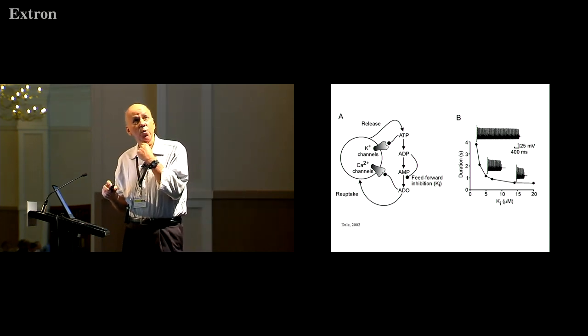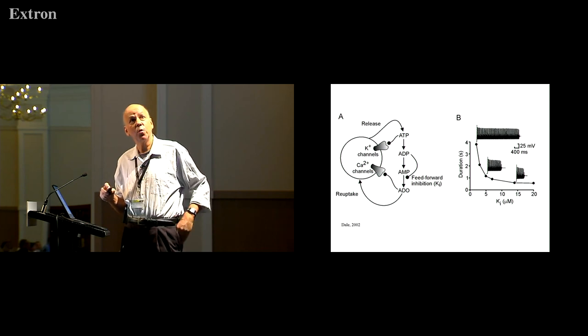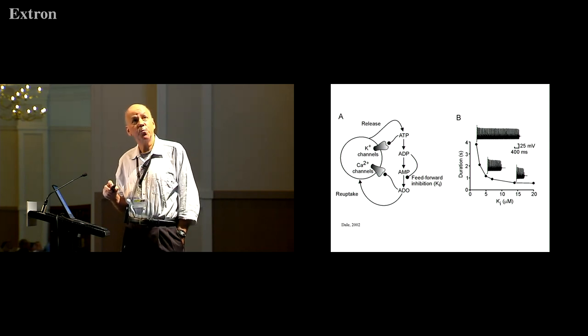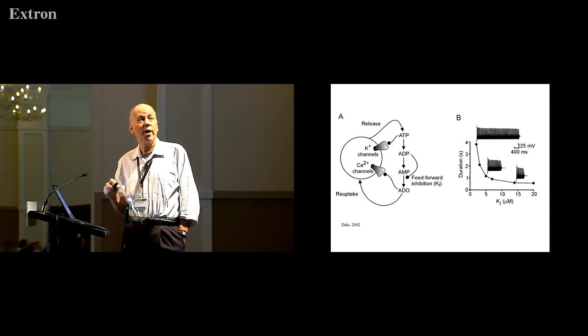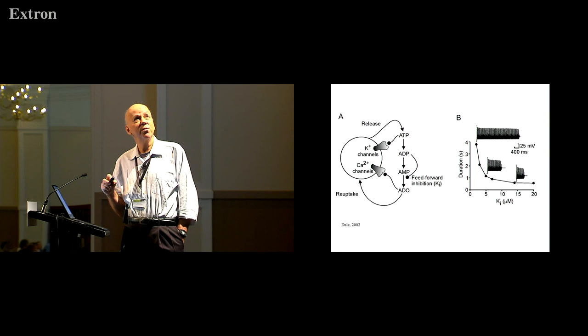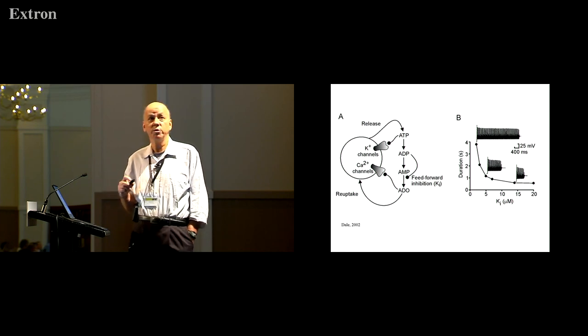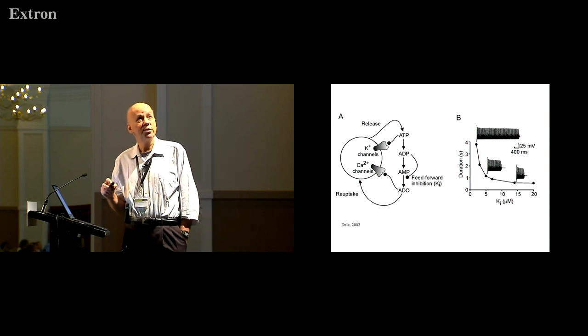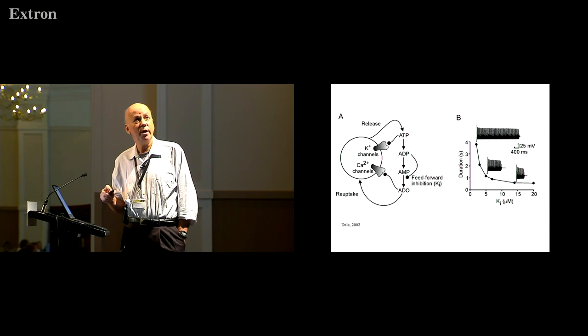Swimming is controlled, the duration of swimming rather, is controlled by the bursting, the length of the bursts of this neuron, as shown here. This is where swimming starts, this is where swimming stops. And the length of this burst is controlled by a somewhat complicated array of extracellular biochemical events where ATP is released from the neuron, so this is an intrinsic modulator of a sort. It's then degraded to ADP, AMP, and adenosine.